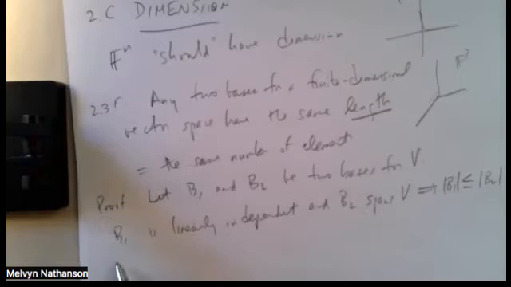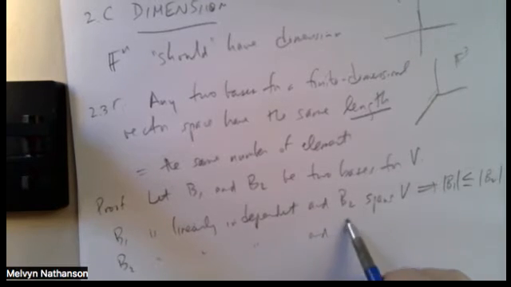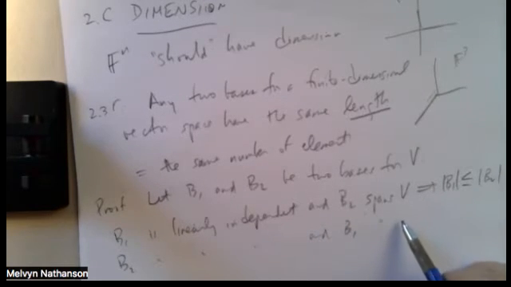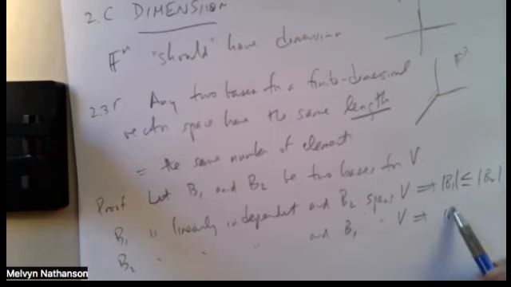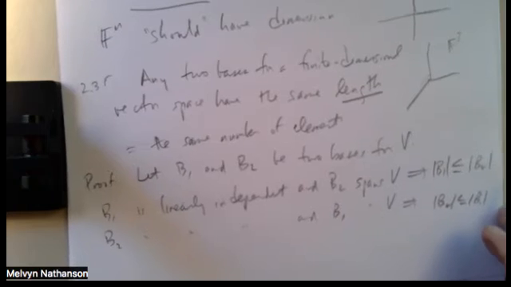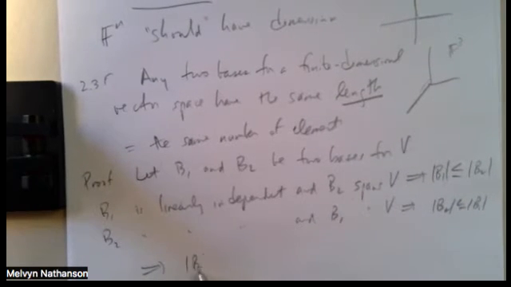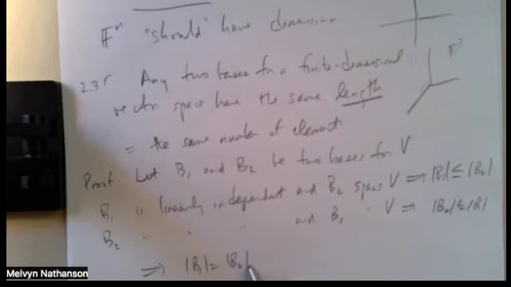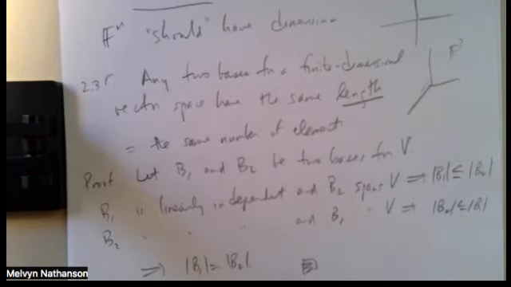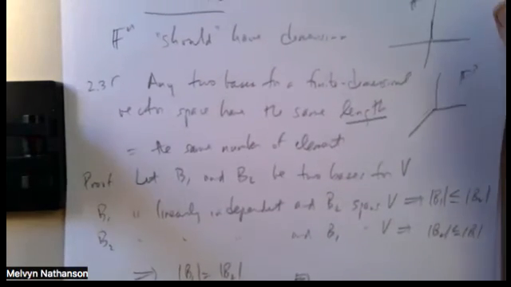But this is symmetric because B2 is a basis, so B2 is linearly independent, and B1 is a basis, so B1 spans the vector space. So the number of elements in B2 is less than or equal to the number of elements in B1. So if you have two numbers and each is less than or equal to the other, then they have the same size, the same cardinality, same number of elements. So in a finite dimensional vector space, the number of elements in a basis is an invariant. It doesn't change no matter what basis you pick.